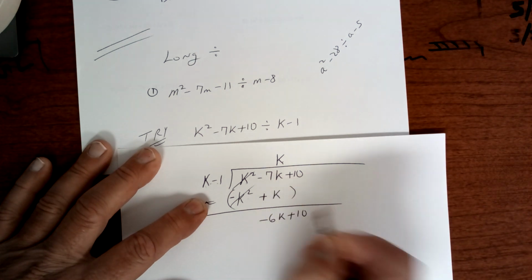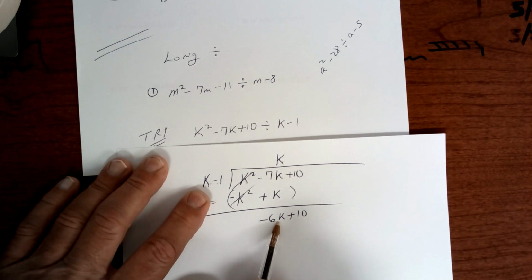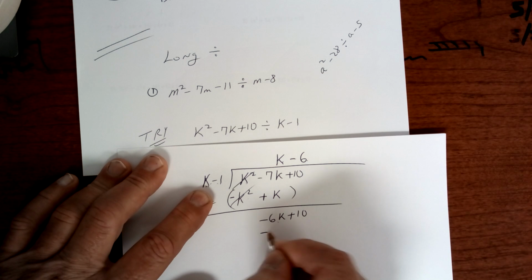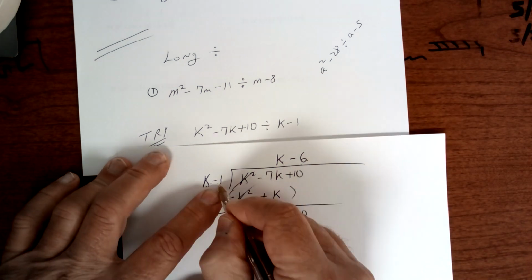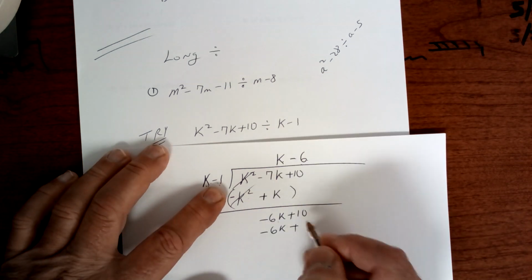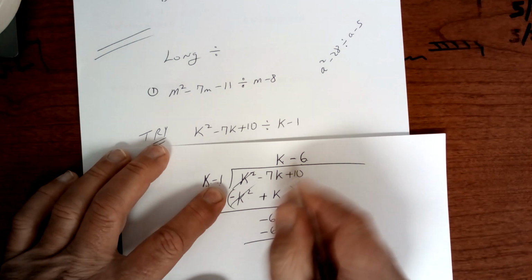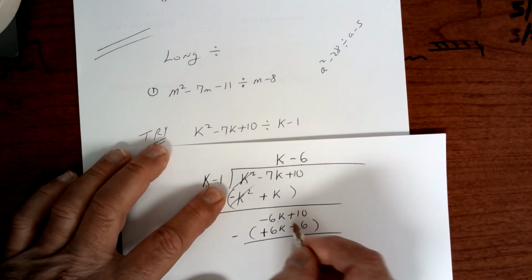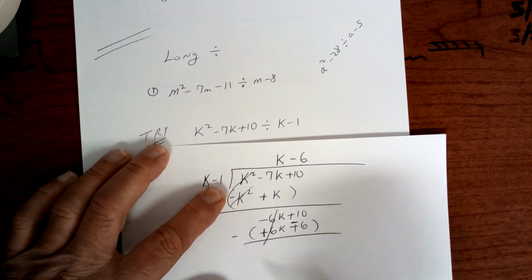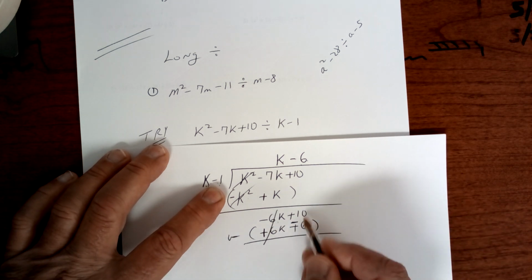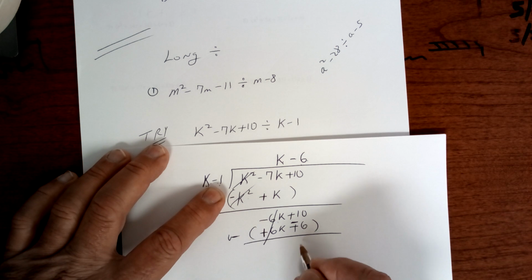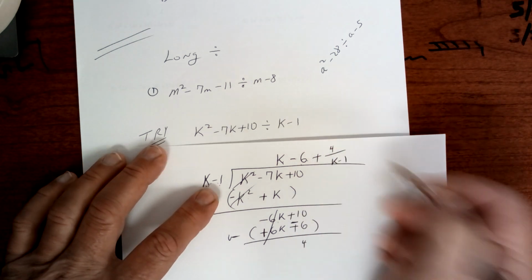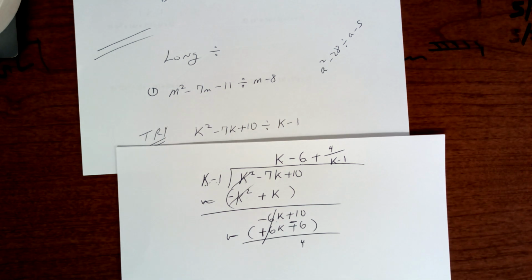And then k times what is this one? That would be a negative 6. And negative 6 times k is negative 6k. And negative 6 times that is a positive 6. Negative times a negative. Subtract. This changes, and this changes. This cancels. And you're left with 4. So it's going to be plus 4. So it's plus 4 over k minus 1. And then you're done. And that's how you do long division.